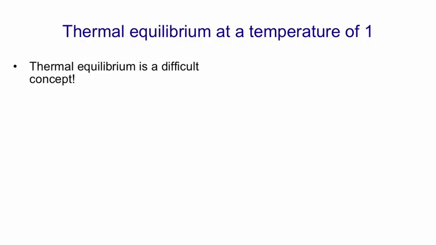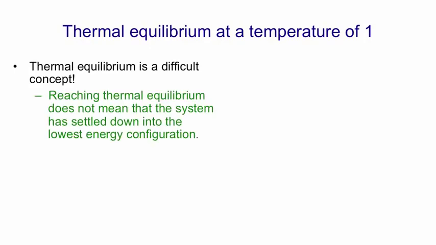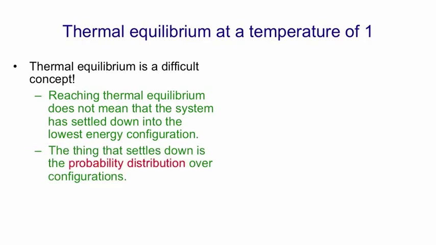But it's not the states of the individual units that have settled down. The individual units are still rattling around at thermal equilibrium, unless the temperature is 0. The thing that settles down is the probability distribution over configurations. That's a difficult concept the first time you meet it, and so I'm going to give you an example.